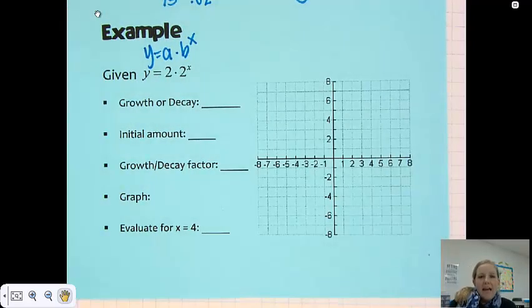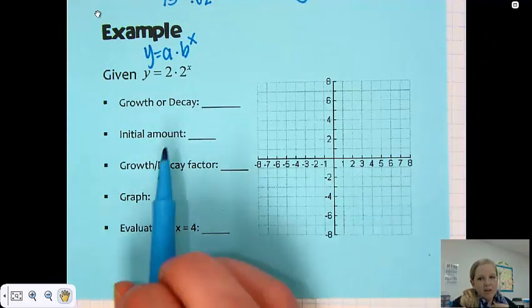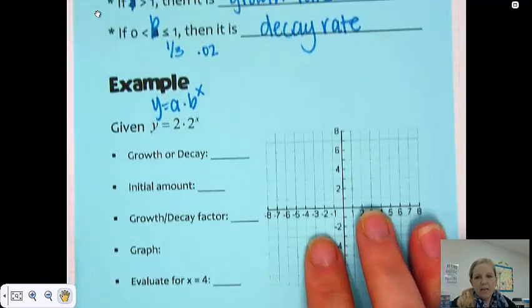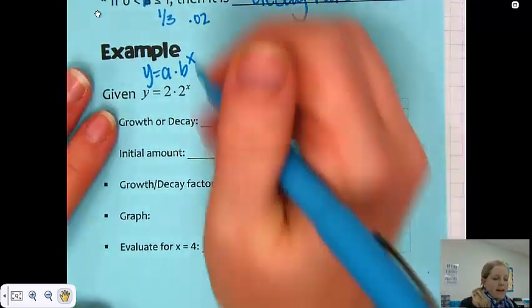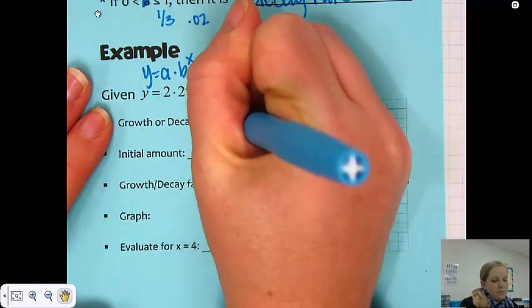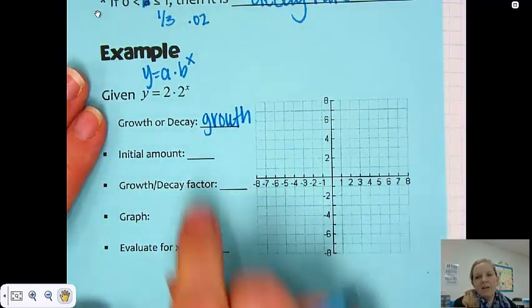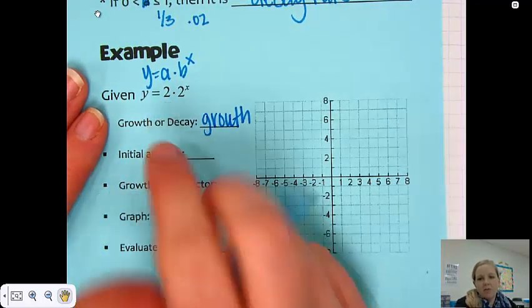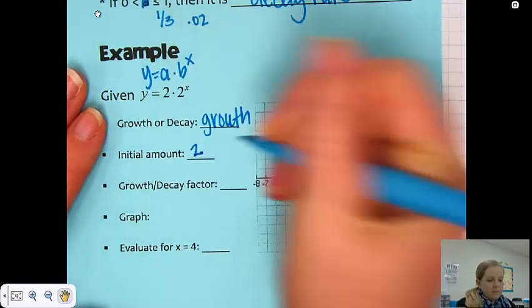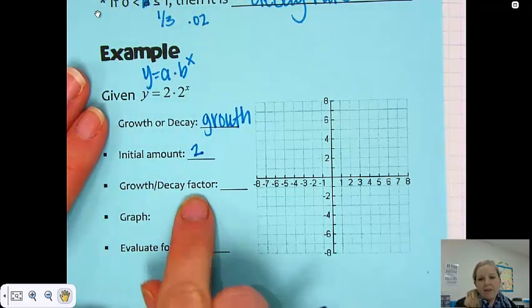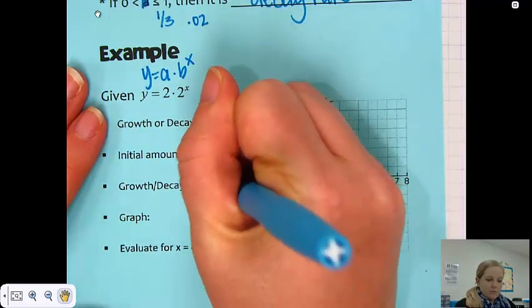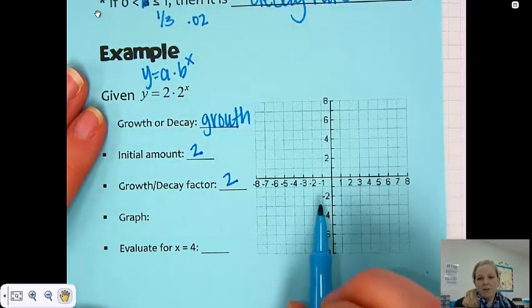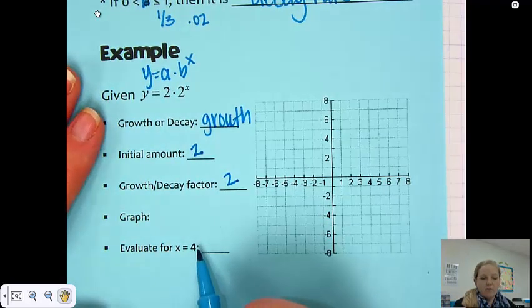Well, I know that a stands for my initial amount, b is my growth or decay rate. So if I look at b, b is 2. Up here I said that if b is greater than 1, then it is a growth rate. So here I'm going to have growth. Okay, and then our initial amount, A, is how much we started off with, so that's going to be 2. And then what is our growth or decay factor? So that's the numerical value of B, so that's going to be 2. Okay, we're going to graph over here, and then we're going to evaluate for x equals 4.